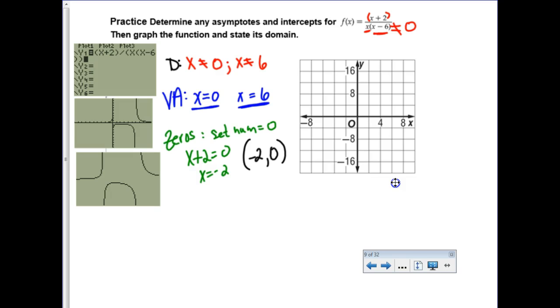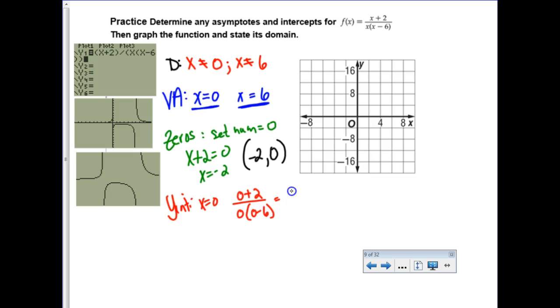Step 6. Y-intercept. Y-intercept is where you plug in x equals 0. So I'm going to go back up to my function, and I'm going to plug in zeros for all my x's. So I have 0 plus 2 over 0 times 0 minus 6.